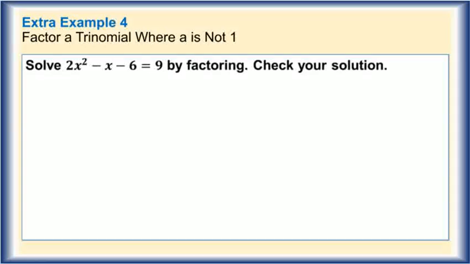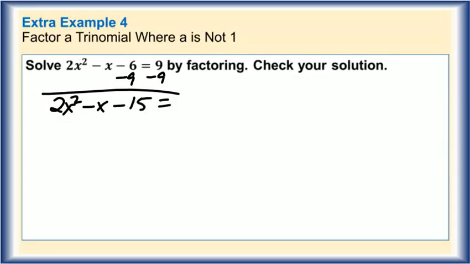Next, solve this one. I'm going to subtract 9. I have 2x squared minus x minus 15 equals 0. There's nothing in common with all of them, so I'm going to do the AC method, which gives me negative 30x squared. Now I think, what do I multiply to get negative 30, but add together gives me negative 1? This will be negative 6x and a positive 5x.